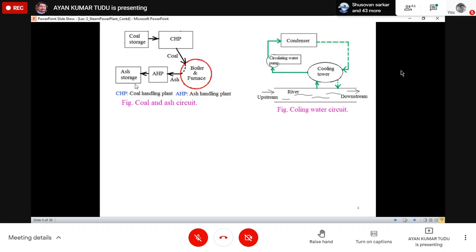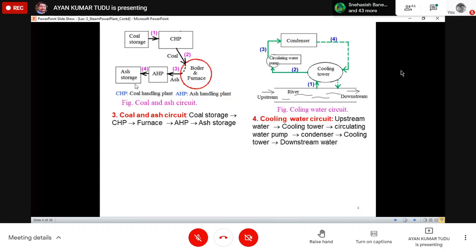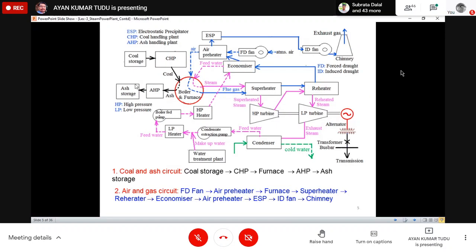Okay, so in the next slide, as you can see, this is the circuit that you have to remember. The next slide shows the typical total layout of a typical thermal power plant. As you can see here, again we have that feed water circuit, the feed water and steam circuit. The feed water and steam circuit is a very important part of a typical thermal power plant.